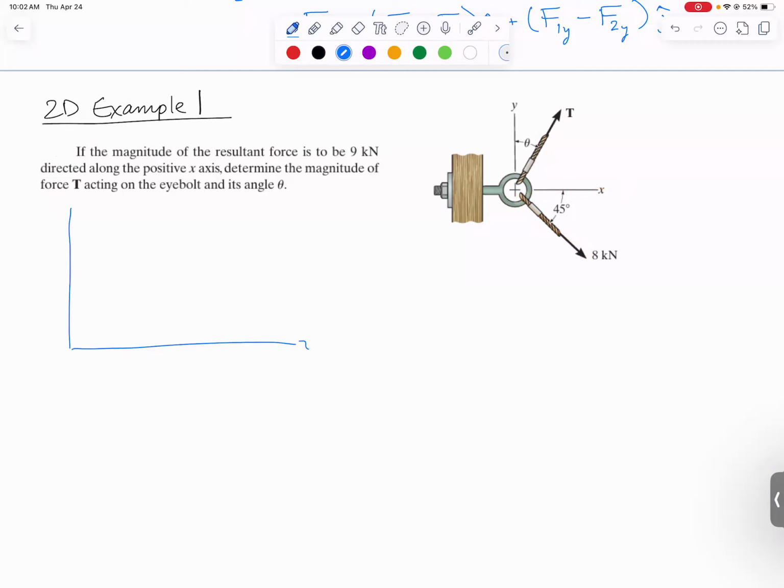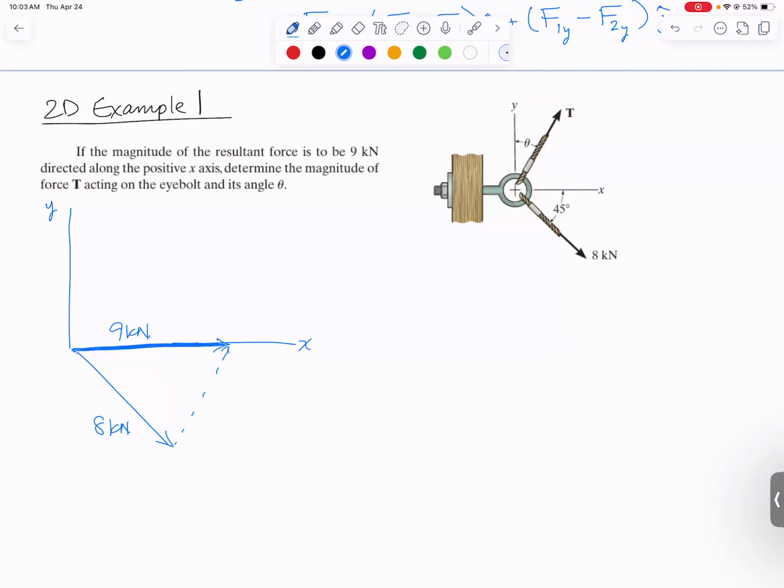I've got an x and a y axis. My 8 kilonewtons is directed down here. I want my final resultant force to be directed straight to the right. So let's draw it on here. And I want it to be 9 kilonewtons. And then I've got this other vector I've got to add to the 8 kilonewtons. Basically, we're going to need to add to it right here.